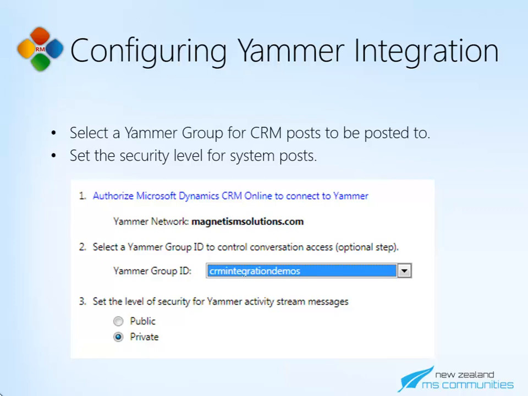And at the bottom we can select the security level, so that's for our system posts. So if we set that to private, then only users that follow that particular record will get those updates in their Yammer activity stream. So for example, if we have a lead, and we have a couple of users that are following that lead, and then someone qualifies that lead, only the users that were following that record will get that update in Yammer. But if we set that to public, then everyone will get that update, so it doesn't matter if you're following it or not.